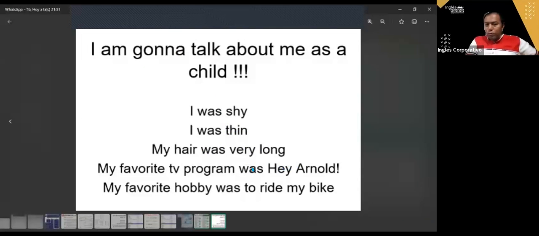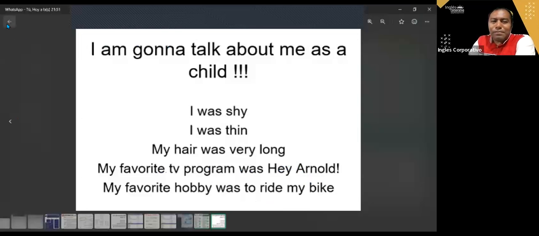My hair was very short. My favorite TV program was Hey Arnold. Puede cambiar, ¿verdad? El programa. My favorite hobby was to ride my bike. Su pasatiempo favorito, ¿verdad? Esa es la tarea que le queda para mañana.